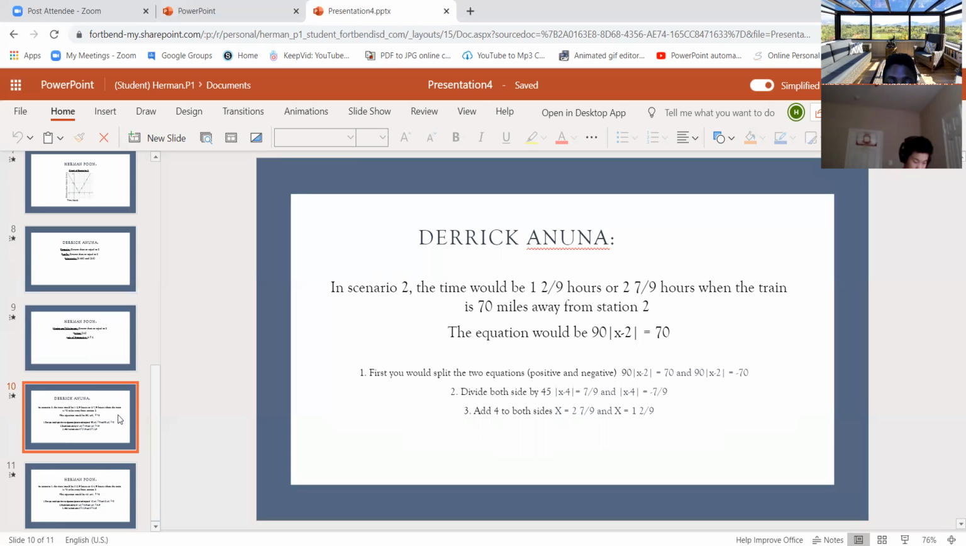First, you would split into two equations, positive and negative: 90 times the absolute value of x minus 2 equals 70, and 90 times the absolute value of x minus 2 equals negative 70. Second, divide both sides by 90: the absolute value of x minus 2 equals 7/9, and the absolute value of x minus 2 equals negative 7/9. Third, add 2 to both sides. X equals 2 and 7/9, and x equals 1 and 2/9.